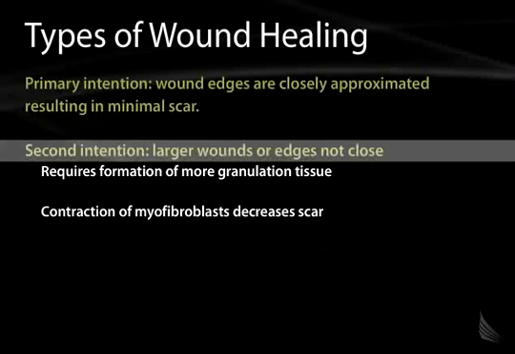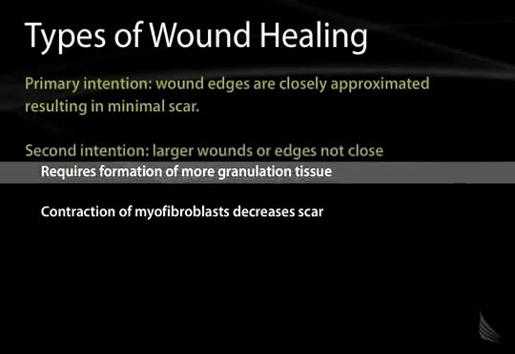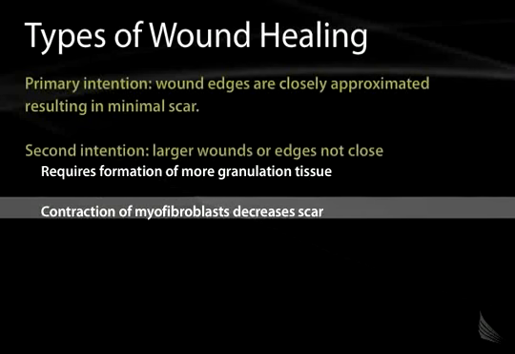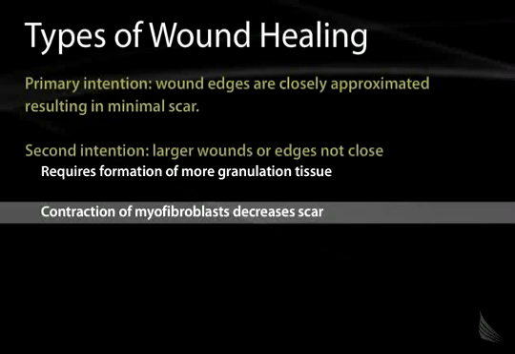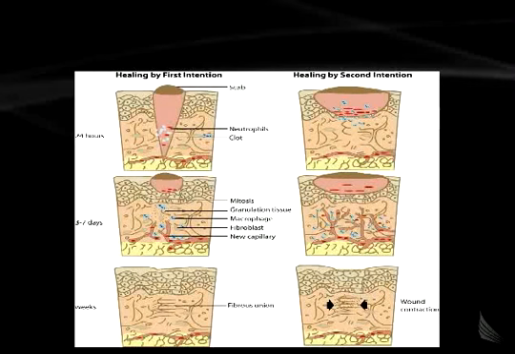Healing by secondary intention is where there's a large wound and the edges of the wound are not close together. So this requires the formation of granulation tissue in that cavity, and eventually the contraction of myofibroblasts to contract that scar and decrease its size. And that's shown in the schematic here.